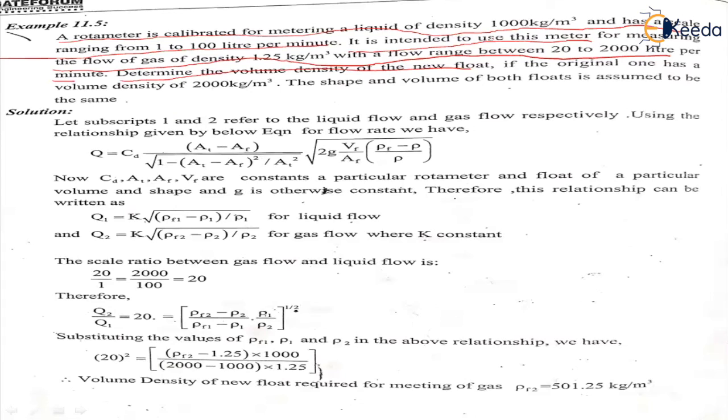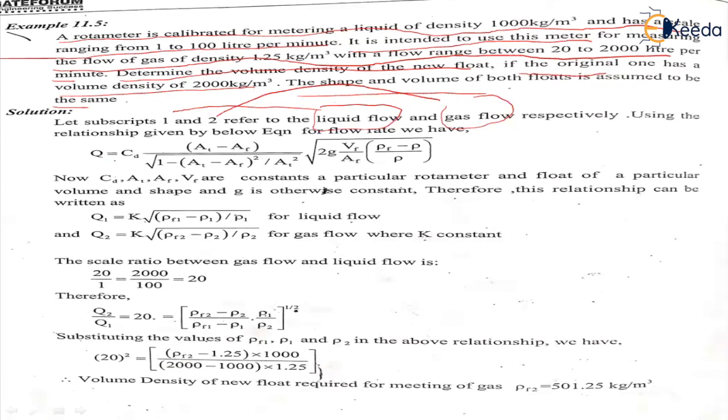What is the original one? The original one has a density of 2000 kg per meter cube. The shape and all the other parameters are to be the same. Here the question itself indicates that he is going to use two parameters: one is the liquid flow, and the other is the gas flow. For liquid flow he is using the subscript 1, and for gas flow the subscript 2.